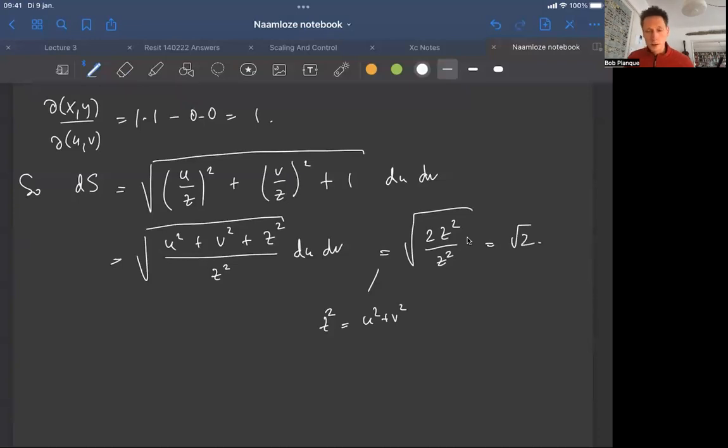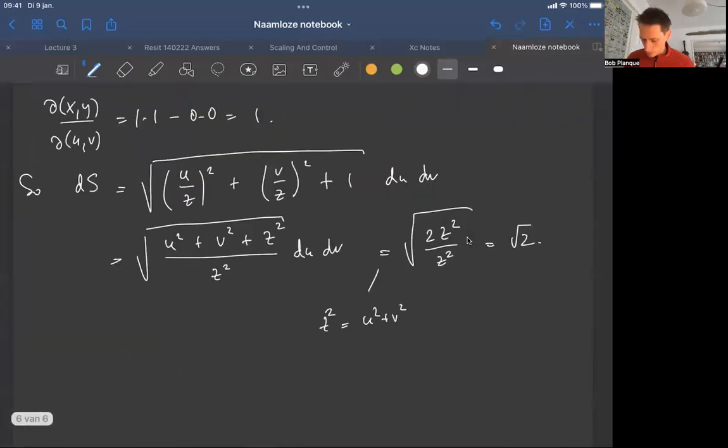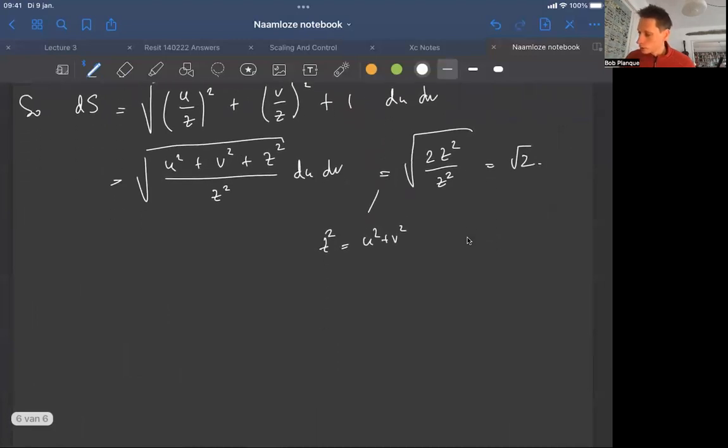So after all this work, it seems that the only thing we pick up is a factor square root 2, which is not really surprising, given the fact that this image is, well, the square root 2 obviously comes from the fact that I've tilted this cone at an angle of 45 degrees. And that changes the area in the xy plane by a factor of square root 2 if you map that to the surface S. Okay. So I should write du dv here and also there.